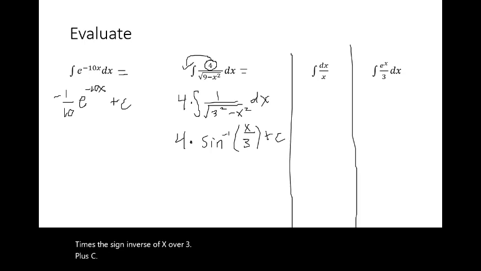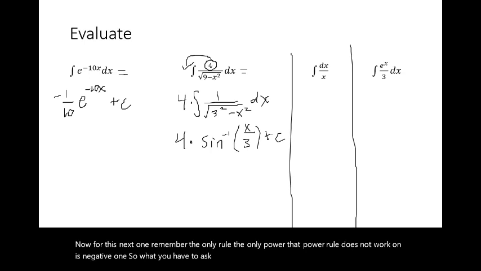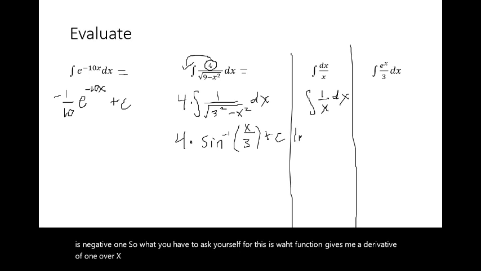Now for this next one, remember the only power that the power rule does not work on is negative 1. So what you have to ask yourself for this is, what function gives me a derivative of 1 over x? Well, that is the natural log of x, so the integral of 1 over x dx is going to be natural log of x plus c.